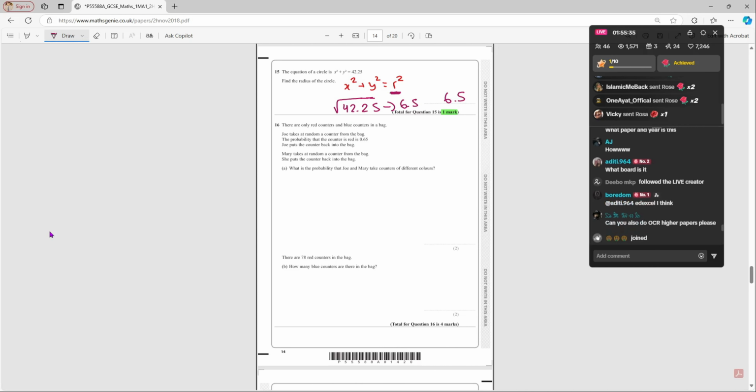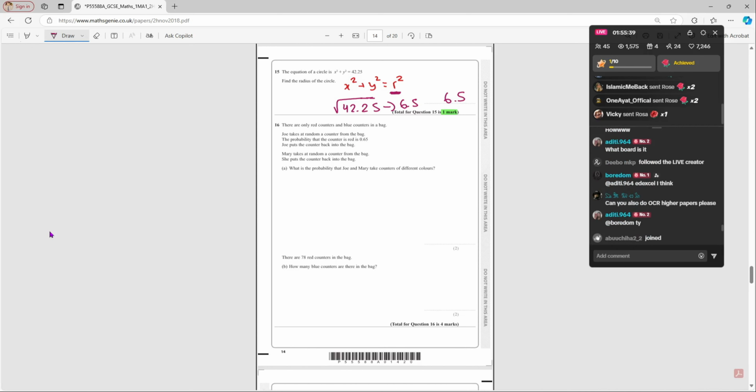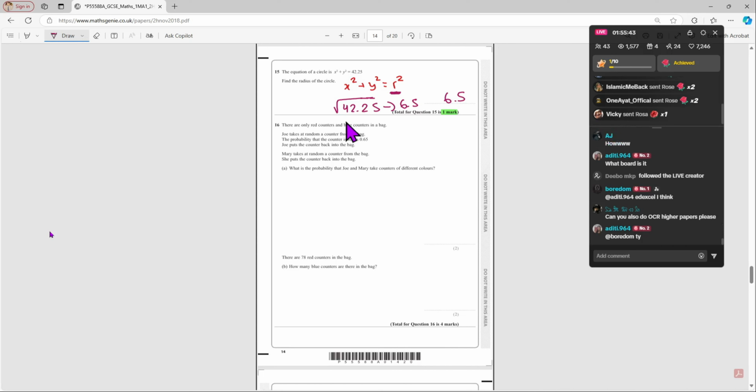So moving on to question number 16. Can I also do OCR higher papers? Okay. When I'm done with my Edexcel papers, then I might do AQA and OCR as well. From time to time, I actually do AQA and OCR as well.